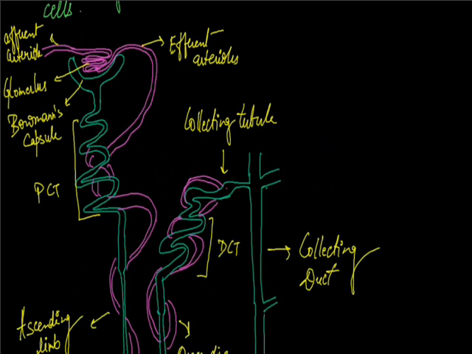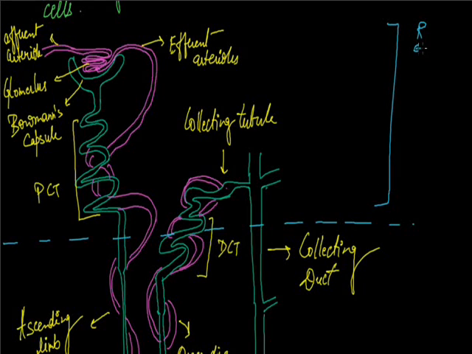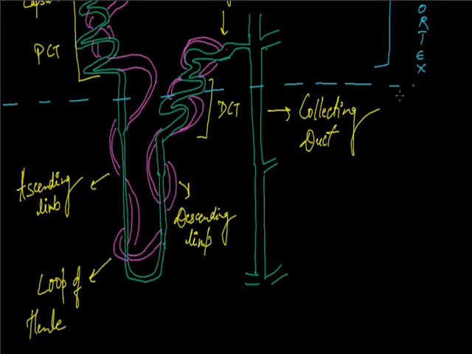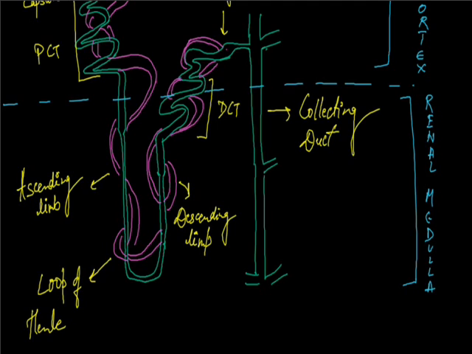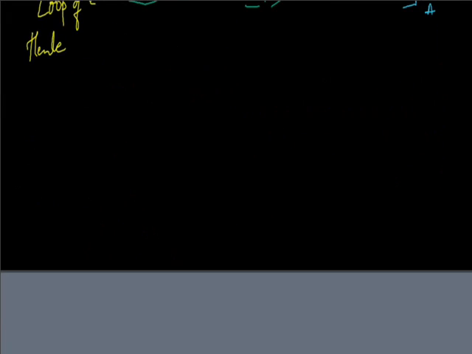This whole region is called renal cortex, and this region, mainly in which the loop of Henle is concerned, is known as renal medulla. This is the structure of nephron.